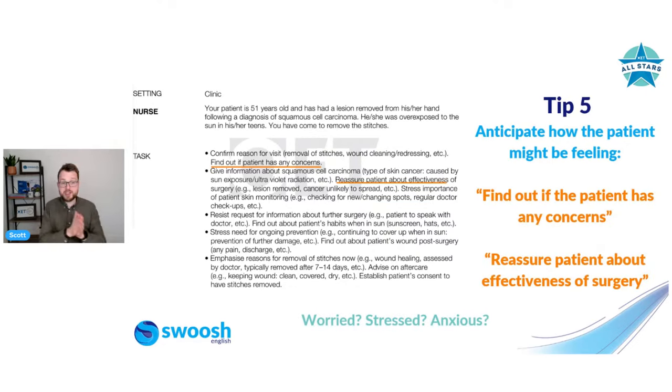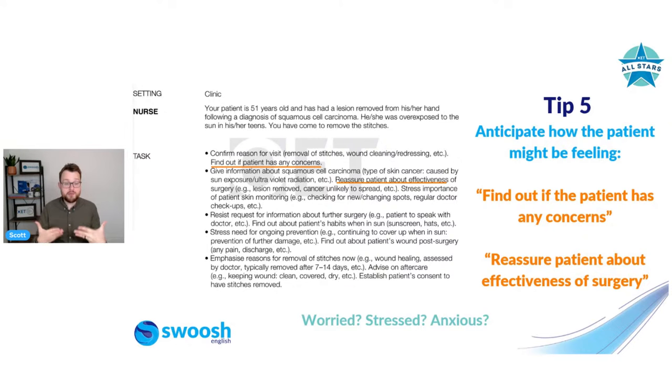Well, we can find this out in two different places here, okay? So first and foremost, we have to find out if the patient has any concerns. So based on that, the patient may have some queries about their condition. They might be scared, they might be fearful. We need to find that out. So assess, okay, how might the patient's mindset be if I have to do something like this? And the second thing we managed to find here in this role play card is reassure the patient about the effectiveness of surgery. So a patient has to undergo some surgery. They might be scared about that. Then they might be worried. They might be anxious.